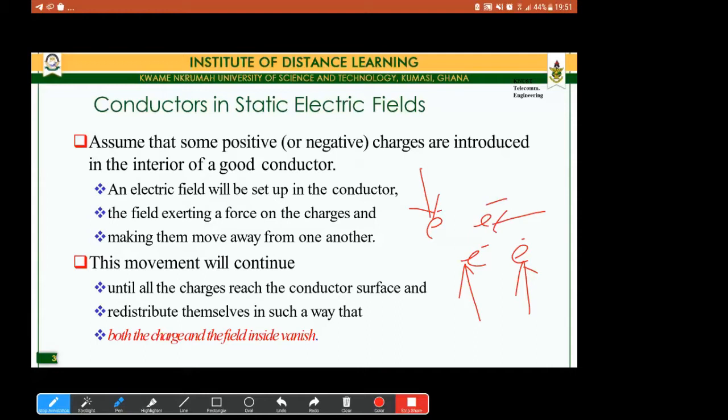So what you would have is that negative charges inside the conductor will be on one side and positive charges will be on the other side. This movement will continue until all the charges reach the surface of the conductor. So imagine that the top of a table is the conductor, and the charge is introduced inside the table. Then this charge will create an electric field. The electric field will exert a force on the charges inside the material, which is the table. And these charges will begin to move because of the force exerted on them until they reach the surface of the material, so the surface of the table. So on the top of the table, let's say positive charges will reach there, and beneath the table, negative charges will reach there. And that is separation of charges.